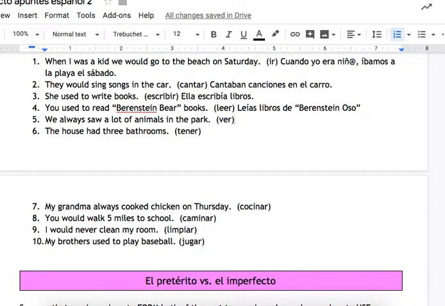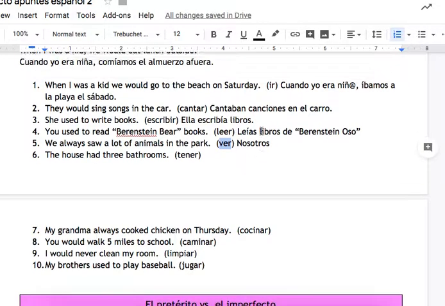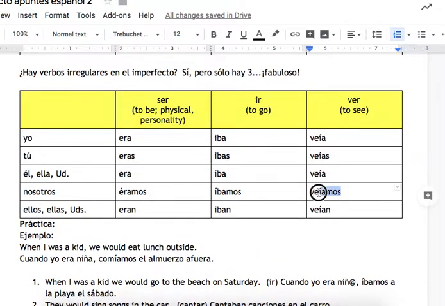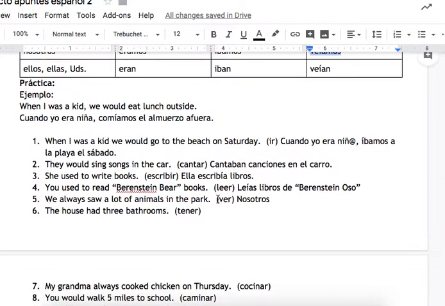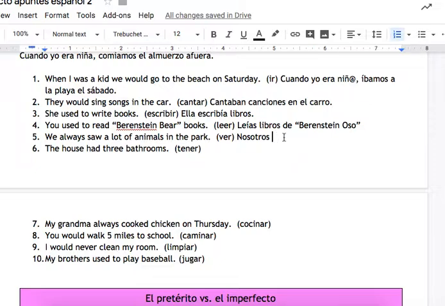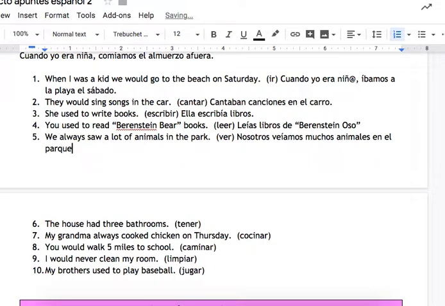We always saw a lot of animals in the park. You could start with nosotros if you wanted to. And the verb is ver, which was on our irregular list. We used to see. Veíamos muchos animales en el parque.